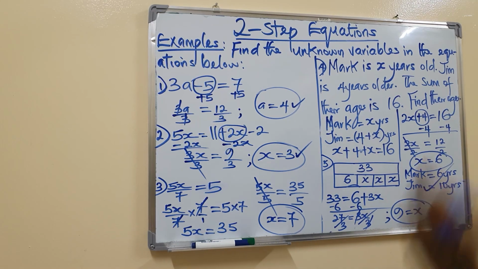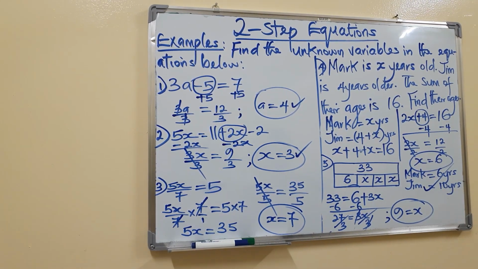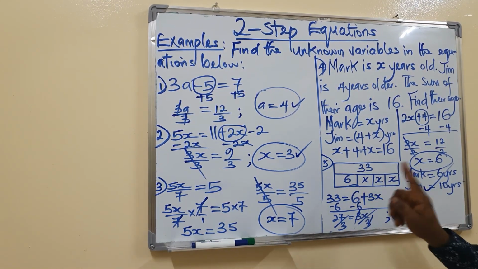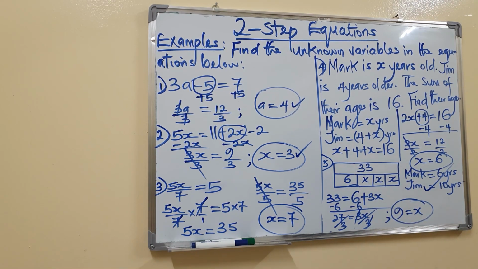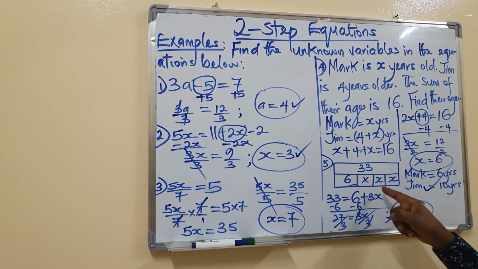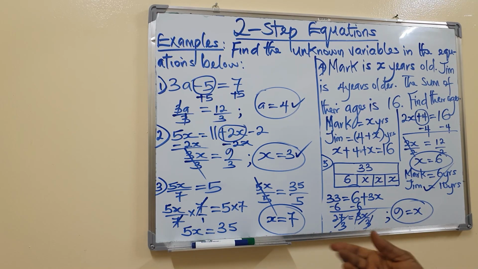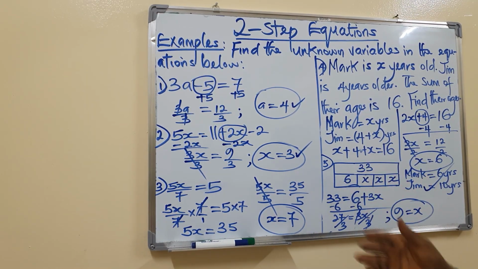We are done. Let us test it and see whether we were correct in the first place. 6 add 9 is 15. 15 add 9 is 24. 24 add 9 leaves you with nothing else but 33. So we are correct. Now I believe that this video is easy enough for you to understand.